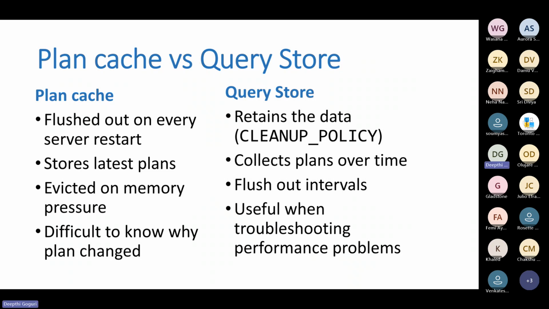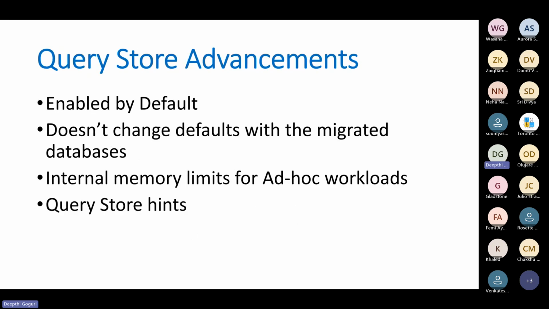And it is very difficult to know with plan cache why the plan has changed. All you can do is pull up the latest plan from the plan cache, but how do you figure out why the plan has changed? What caused the plan to change, right? But with query store, everything is saved, and you can literally see and compare the old and the new plan, so that you can understand what changes have happened and make decisions based upon it. And that will become easier to troubleshoot your problems.